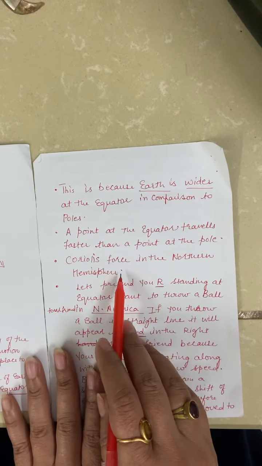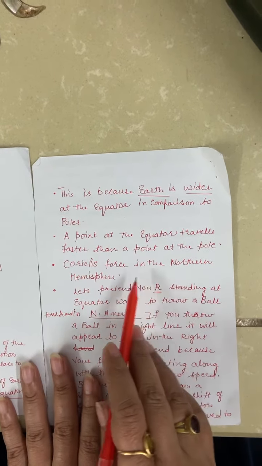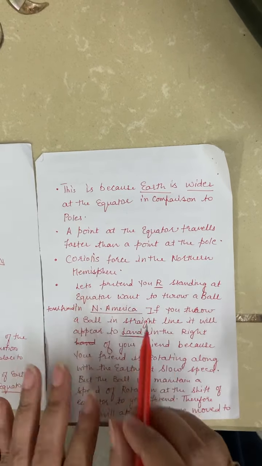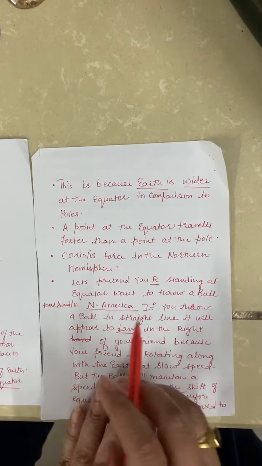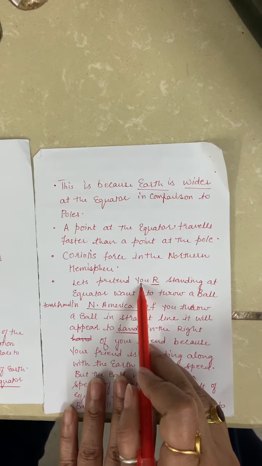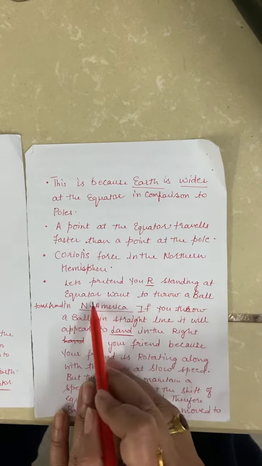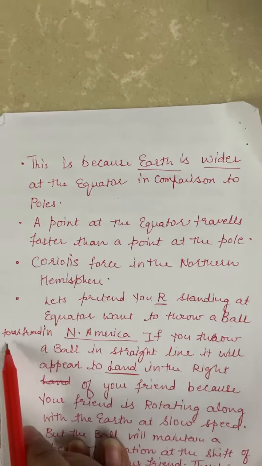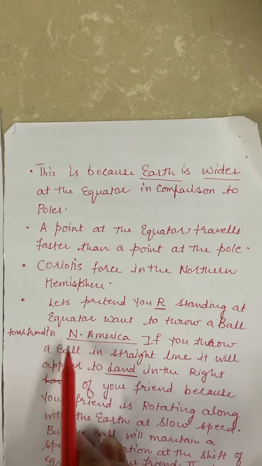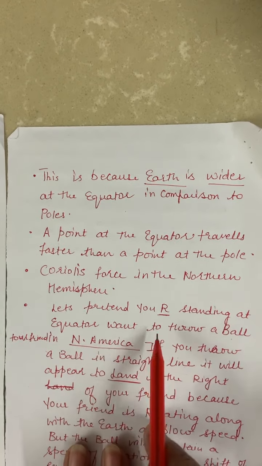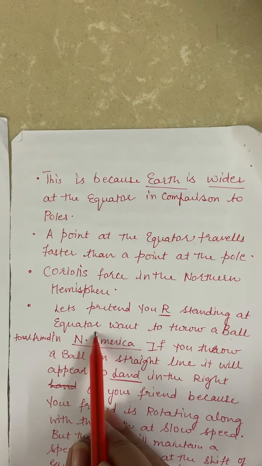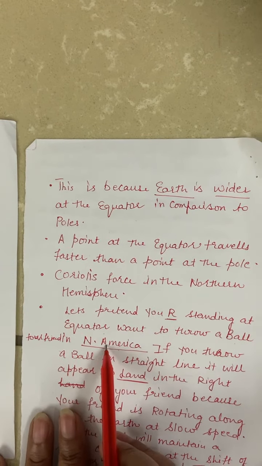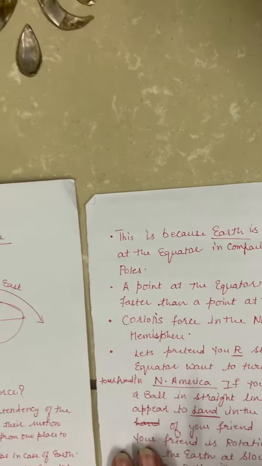Now let's take up the Coriolis force in the northern hemisphere. I'm going to explain this with the help of an example. Let's pretend you are standing at the equator and want to throw a ball towards your friend in North America. We are talking about the northern hemisphere.